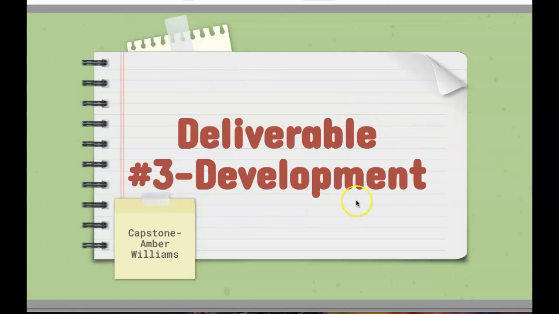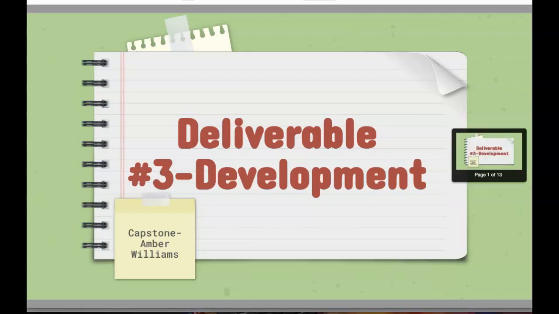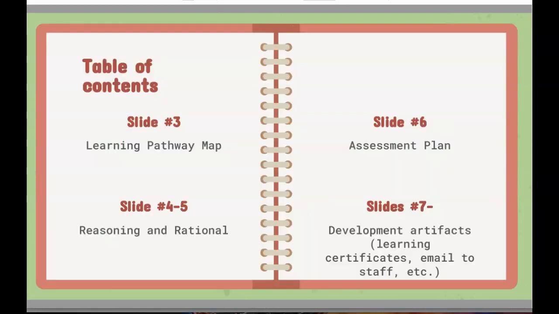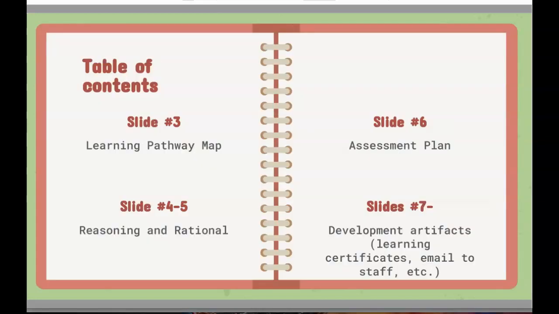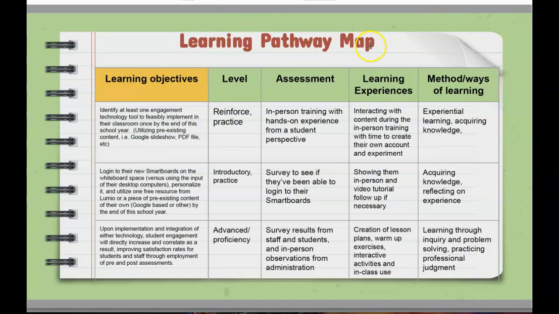So, this is your deliverable for development, and let's go through it. You submitted it in a PDF, and so okay, here we are. We've got a table of contents. Slide 3, 4, 5, 6. Good. Okay. Nice layout there. 6. Okay, good. All right. So the learning pathway map. Okay. Learning objectives, level assessment, learning experiences, methods. Okay, good. So you've got this really well organized.